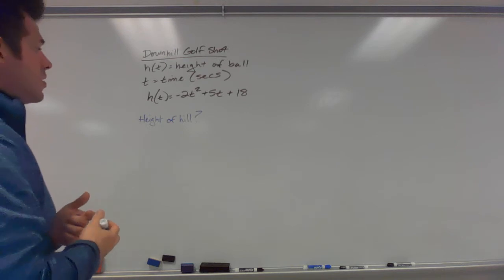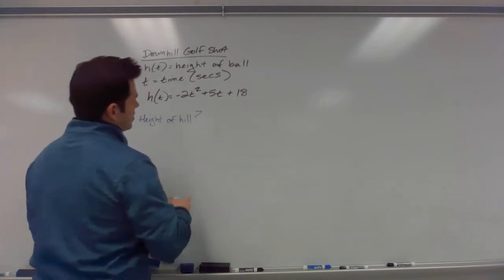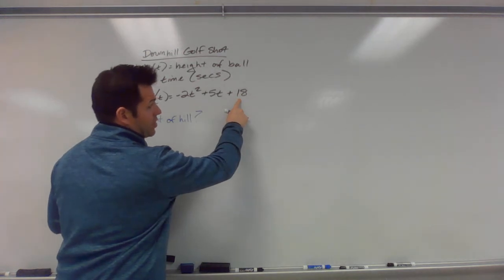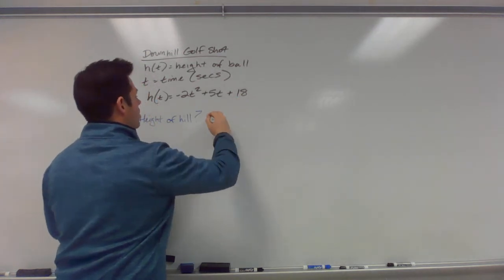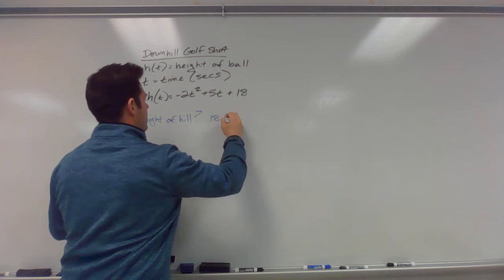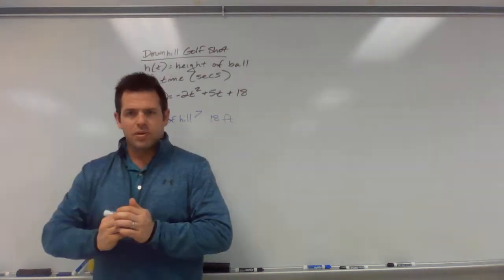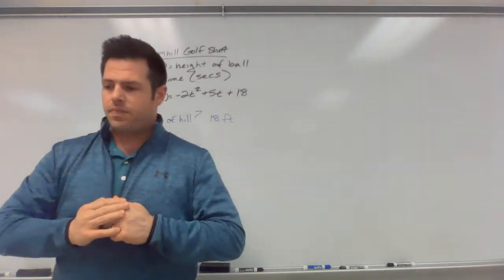Where is it starting? And we should know at this point that our answer is the constant if this quadratic is in standard form. So the height of the hill, we're going to go ahead and take this shot 18 feet off the ground. Of course, the hill being 18 feet tall.